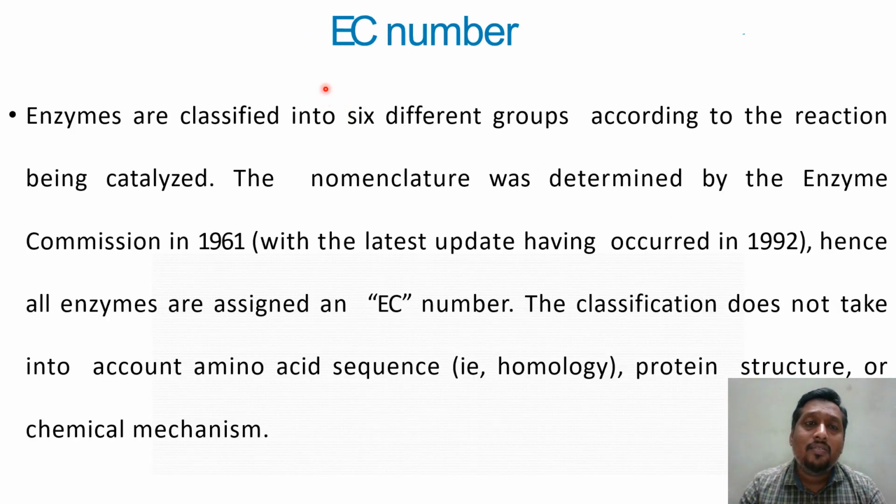So what is an EC number? Enzymes are classified into six different groups according to the reaction being catalyzed. The nomenclature was determined by the Enzyme Commission in the year 1961, with the latest update having occurred in 1992. Hence, all enzymes are assigned an EC number. EC is nothing but Enzyme Commission. The classification does not take into account amino acid sequence, that is homology, protein structure, or chemical mechanism.